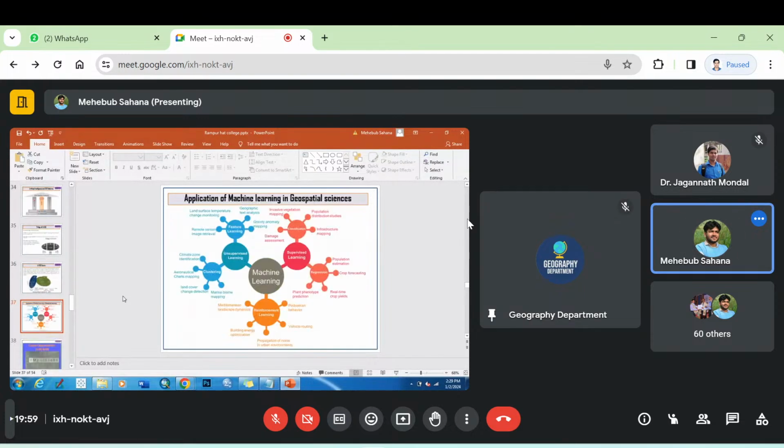Okay, applications of machine learning in geospatial science: supervised learning, unsupervised learning, reinforcement learning. They have many applications. Climate zone identification, agro-natural science, land cover change detection, marine biome mapping, Mediterranean landscape dynamics, many applications.